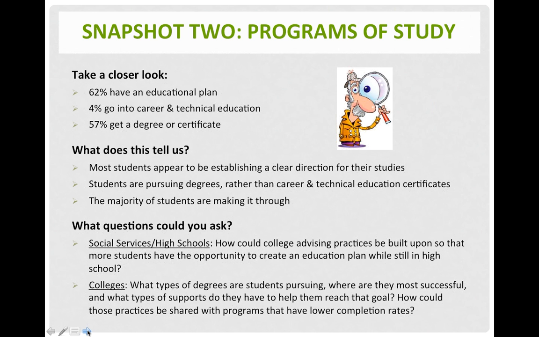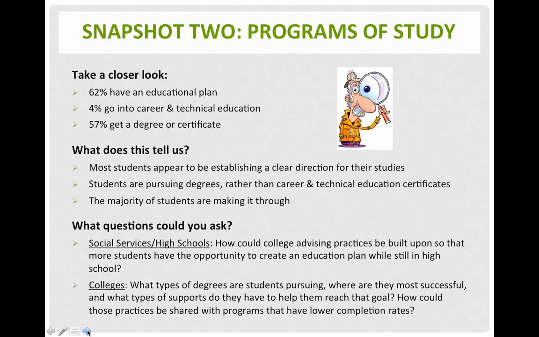So let's move on and look at the last data point, which is programs of study. So here we see that, again, you've got a pretty strong number of students getting an ed plan, so we're about 2/3. You've got, at this college, very few students going into career and technical education, but we've got some really strong attainment rates for degrees or certificates, and these are higher than the average at 57%. So there's a lot of ways that you could look at this to guide your programming in the future.